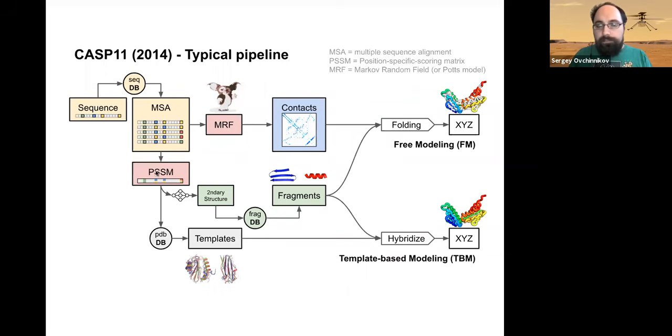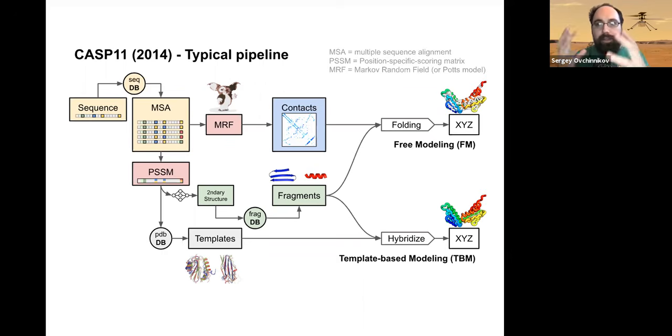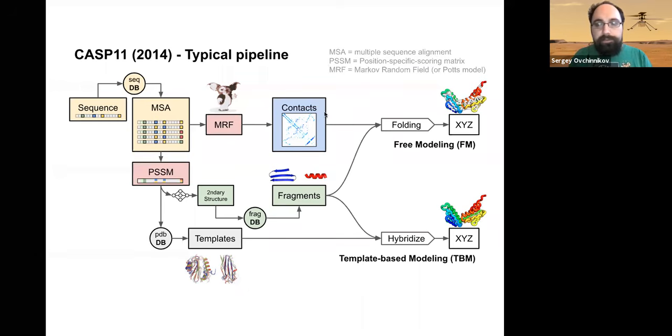Alternatively, if you take this PSSM and search against a database of templates, you might be able to skip a lot of these folding steps. You might be able to just steal these templates, copy those coordinates over, and replace the sequence. This is the overall pipeline. There have been many details, and people tried to put neural networks at every single step here, but each step made advancements one at a time.